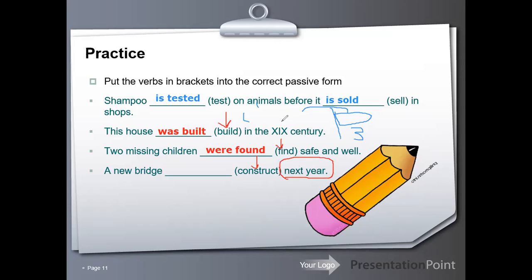Next year, próximo año. Ok, so, quiere decir que ya no es pasado, ¿ok? Es futuro. Will. No, but will what? ¿Qué hace falta ahí? Fue construido. En todas las voces, en todo tipo de voz pasiva, siempre debe existir ese factor o esa palabrita ahí. ¿Cuál es? To be. Ah, ok. Entonces, will be constructed next year.